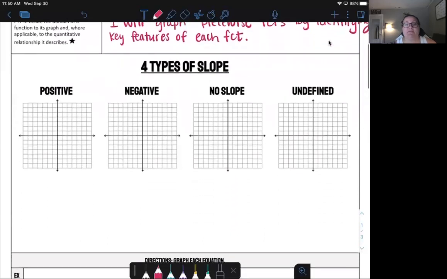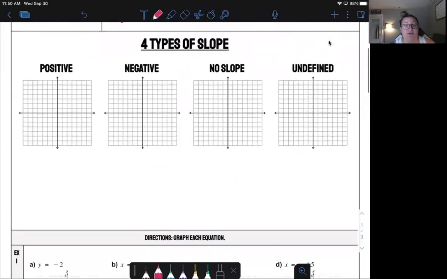So before we jump into piecewise functions, I want to review slope. We have 4 types of slope. Those 4 types of slope are positive, negative, no slope, and undefined. So let's talk a little bit about each type of slope.